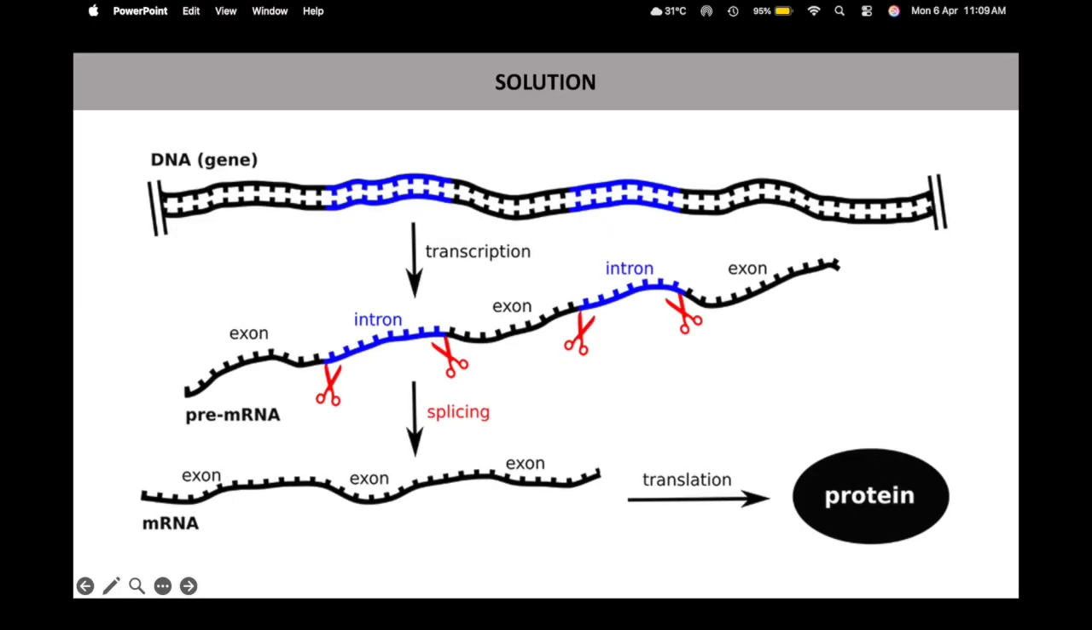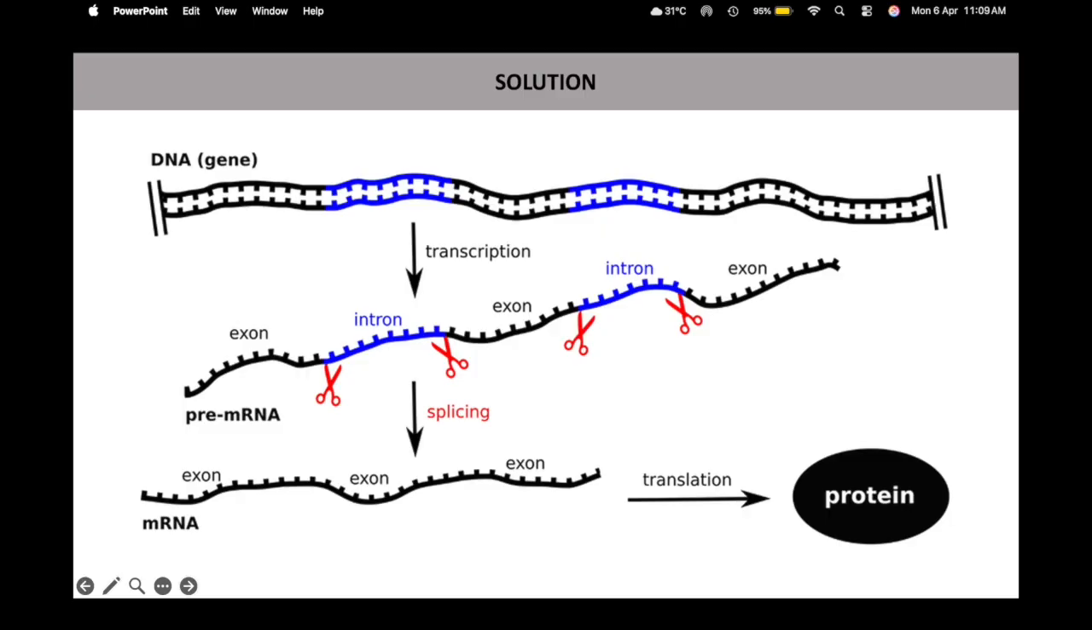Okay, so let's understand this question. The question is talking about two different things. One is gene X, which is the primary transcript, and the other one is mature mRNA. And it is saying that the size of these two things are same. Okay, let's understand this thing with a figure first.